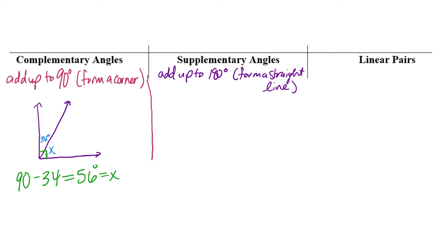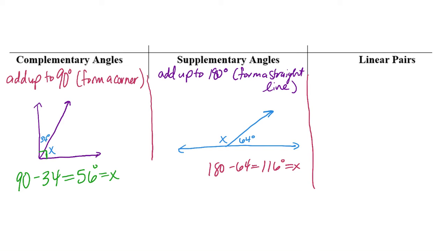Supplementary forms a straight line. All right, so we have a line and we have two angles put together: X and 64 degrees. To solve for X, we know it adds up to 180 degrees, so we'll do 180 minus 64, and we'll get 116 degrees equals X.